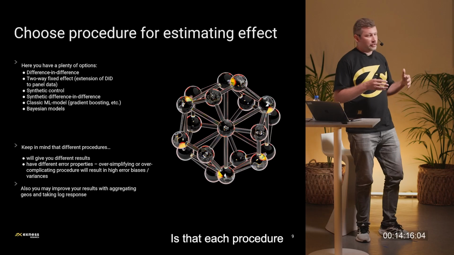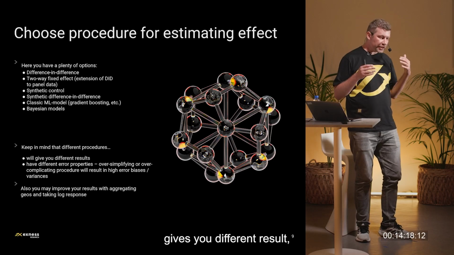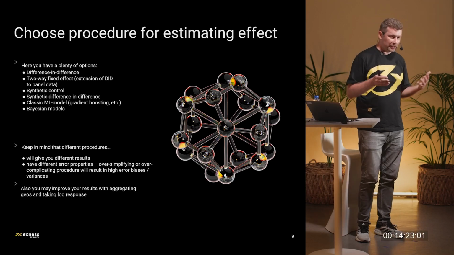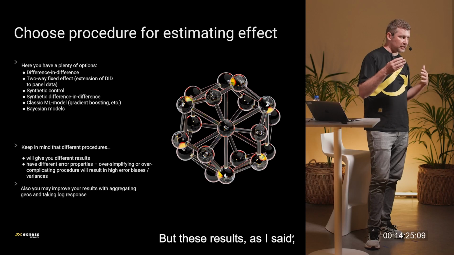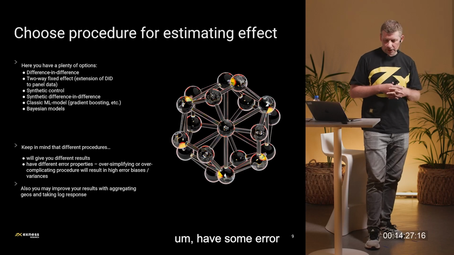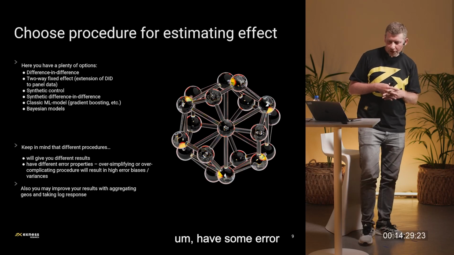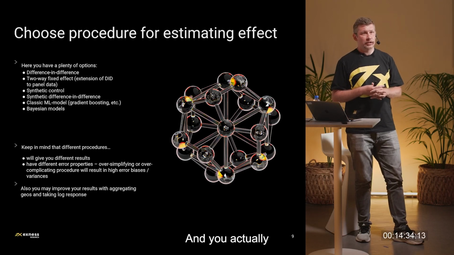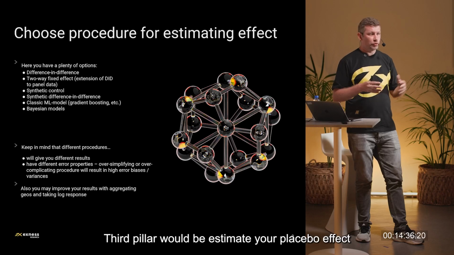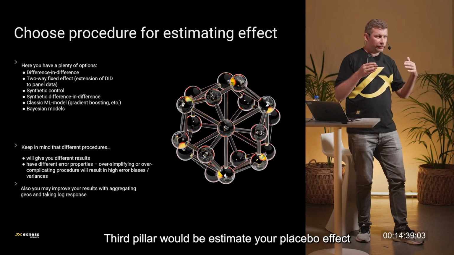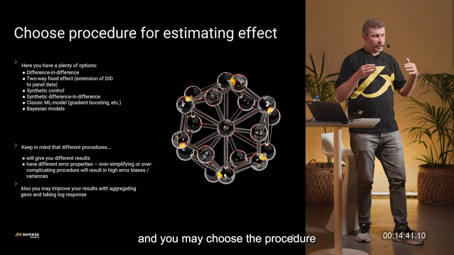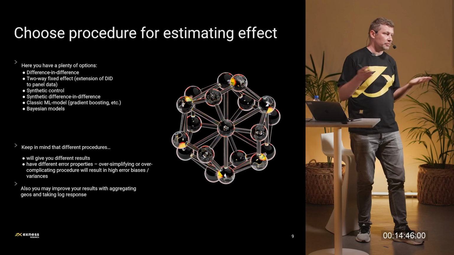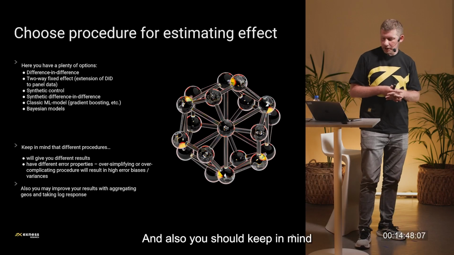But what you need to keep in mind when you choose which procedure is better is that each procedure gives you different results, different estimations. But these results, as I said, have some error called placebo effects. The third pillar is that you estimate your placebo effect, and you may choose the procedure which gives you less error, as simply as this.